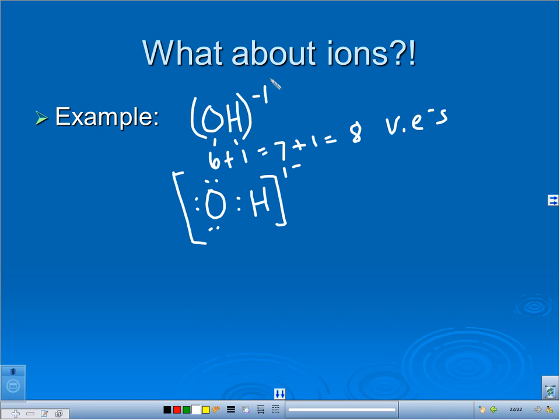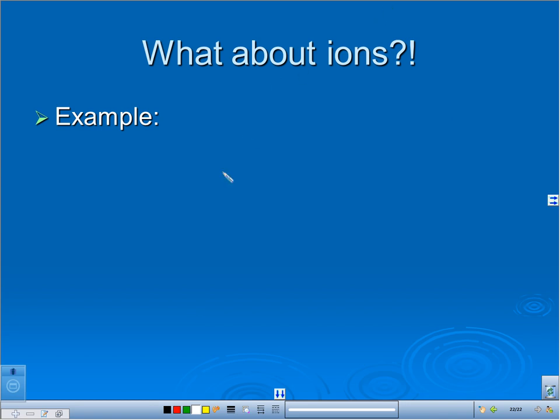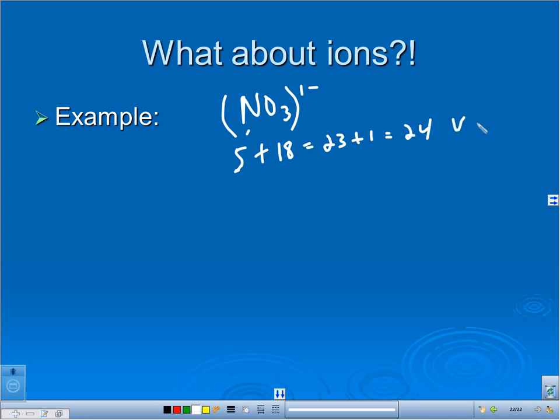Let's do one more that's on your Lewis structure sheet. It is NO3, 1 minus. If I count the valence electrons, I have 5 from the nitrogen, plus 18 from the oxygens, because there's 3 with 6 each. That gives me 23. Since it's a 1 minus charge, I'm going to add 1 to that total. So my final Lewis structure would have 24 valence electrons. As I put nitrogen in the middle and oxygen around it, assume single bonds, I have enough electrons to get me to this point.